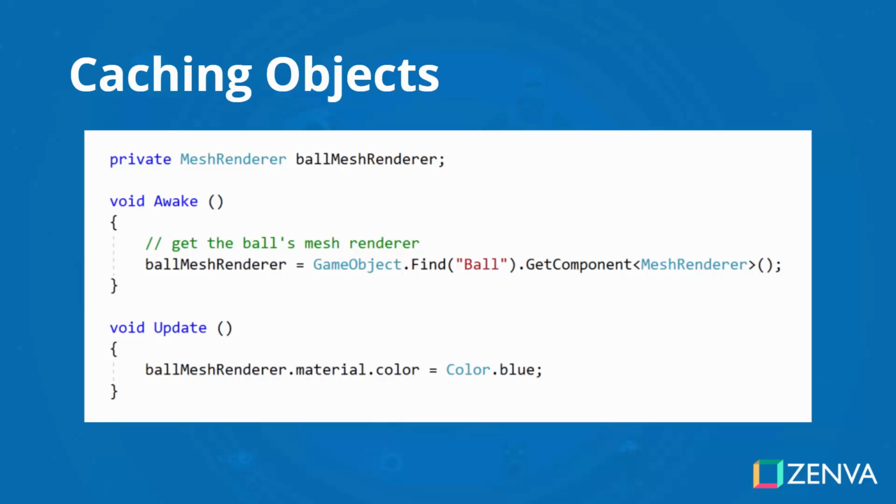And down in the update function, we are just getting the color of our variable and changing it to blue, which is going to greatly improve our performance as well, doing it that way.